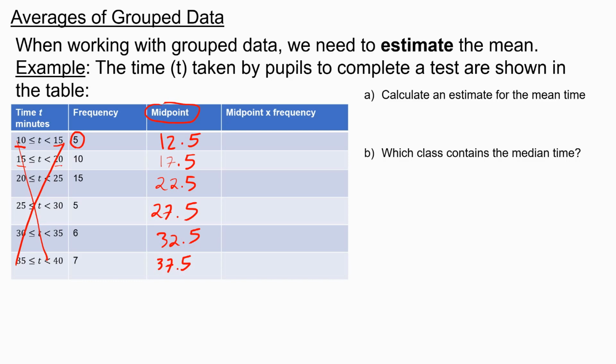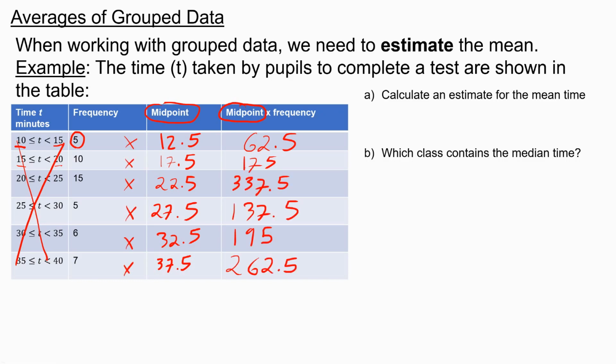So we now ignore the times, and we can basically think of these midpoints as our time values. So we imagine that we have 5 pupils that took 12.5 minutes exactly, 10 pupils who all took 17.5 minutes, and so on. We now need to do what we did before with the actual values times frequency, but we just do midpoint times frequency. So 12.5 times 5 is 62.5, and I'll just do exactly the same for all of the other rows, which gives me these values here. I now need to add up my midpoint times frequency and then divide by the total frequency.